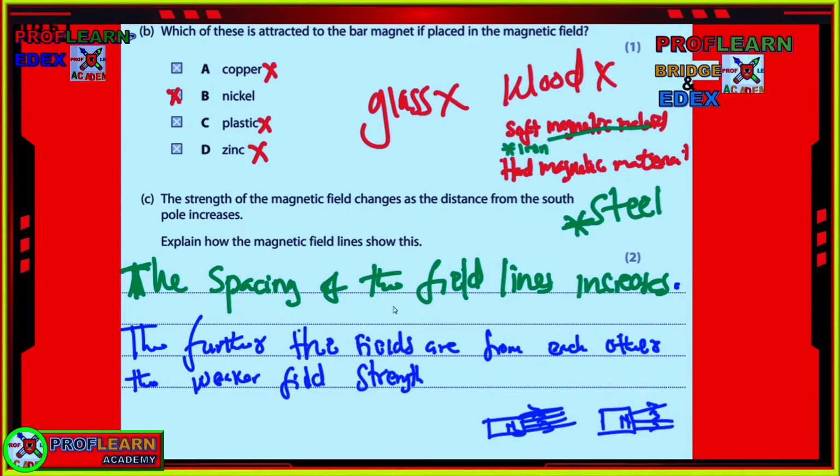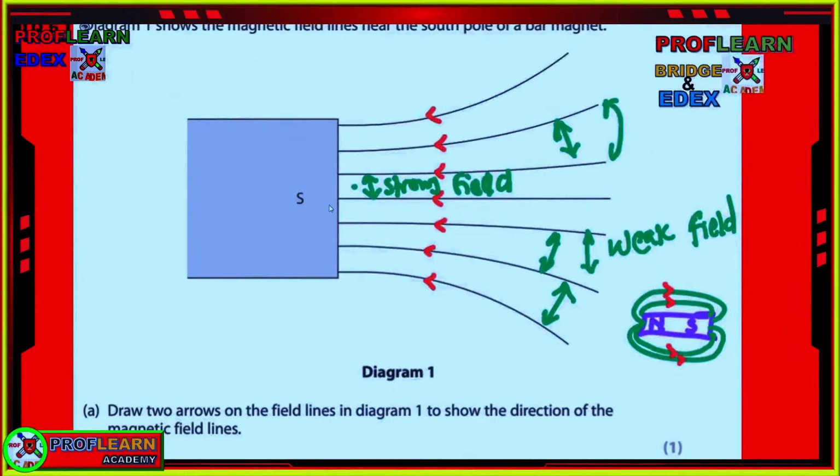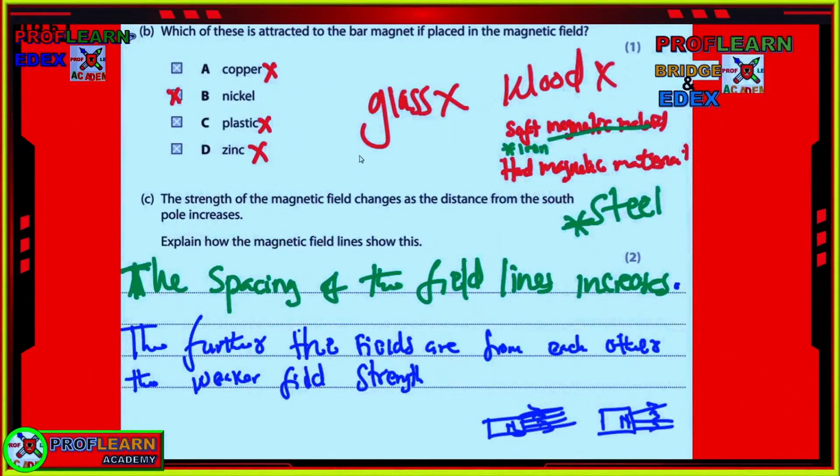Explain how the magnetic field shows this. What do they want to show? The strength of the magnetic field changes with distance from the south pole. You see, as we are moving from the south pole, the spacing of the field lines increases, meaning the strength of the magnetic field decreases, right? So the spacing of the field lines increases, and the further the field lines are from each other, the weaker the field strength is.